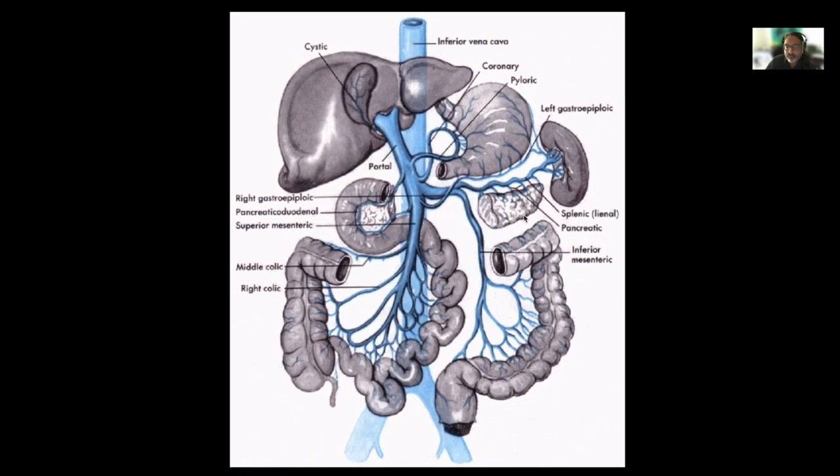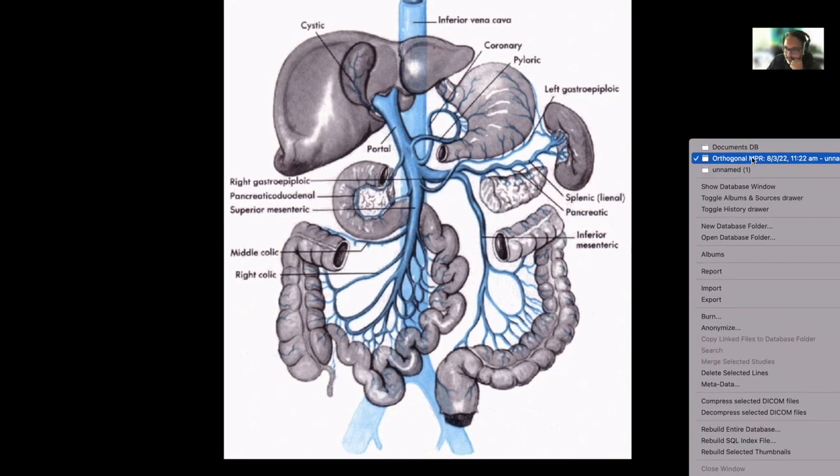If you look at the venous drainage of the GIT, you've got the superior mesenteric vein that drains most of the GIT. The superior mesenteric vein joins the splenic vein, and once those two join, they form the portal vein. The inferior mesenteric vein usually drains into the splenic vein. And that is how the portal venous system functions. So let's go back and see if we can find the superior mesenteric vein.